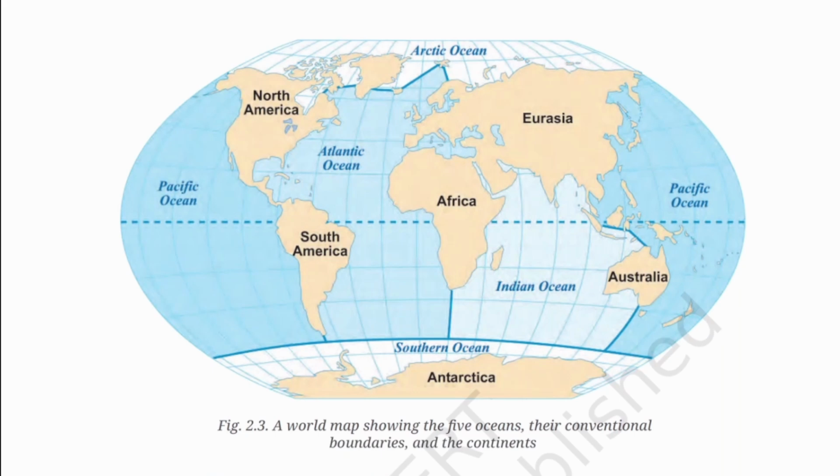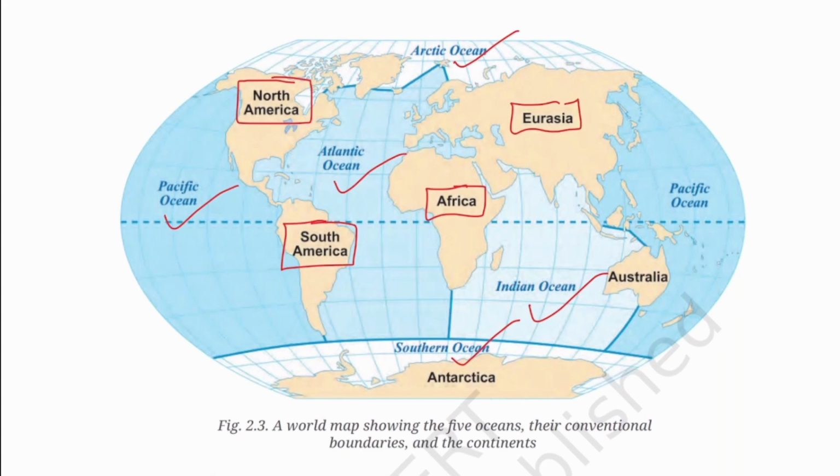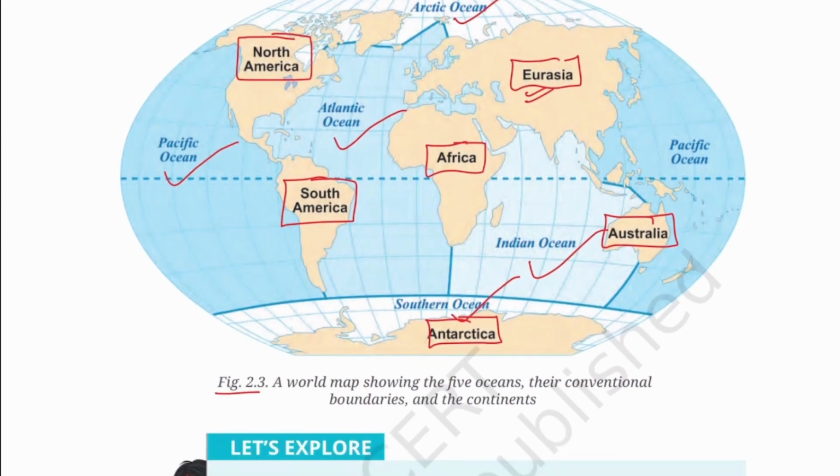You can see five oceans here: Pacific Ocean, Atlantic Ocean, Indian Ocean, Arctic Ocean, Southern or Antarctic Ocean. You can also see continents here: North America, South America, Africa, Eurasia, Australia, Antarctica. Eurasia means Europe and Asia. Figure 2.3, the world map showing the five oceans, their conventional boundaries, and the continents.